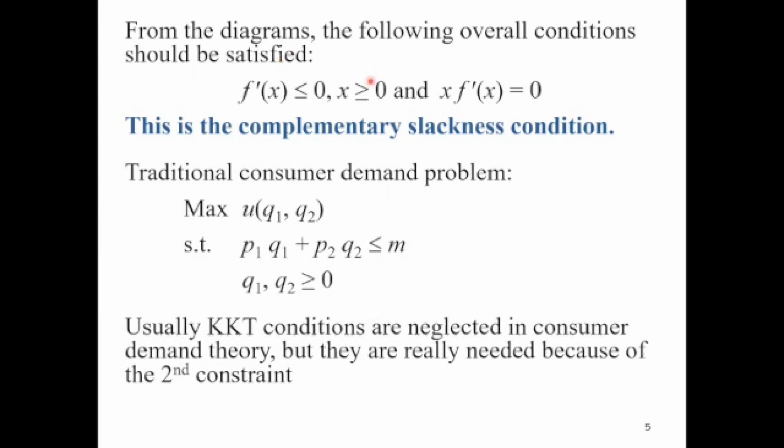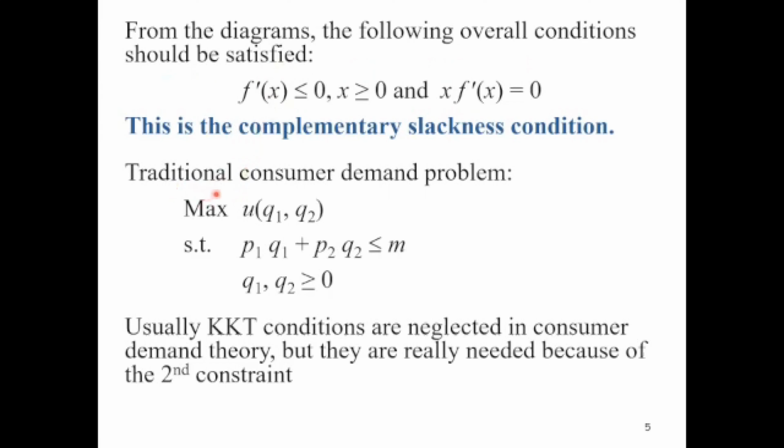From the diagrams, the following overall conditions should be satisfied: the first derivative of the objective function with respect to the x's is less than or equal to 0. The x is greater than or equal to 0, so non-negative, and this condition that x times f prime of x is equal to 0, and this we already saw was the complementary slackness condition. So this is a full specification here of the complementary slackness condition.